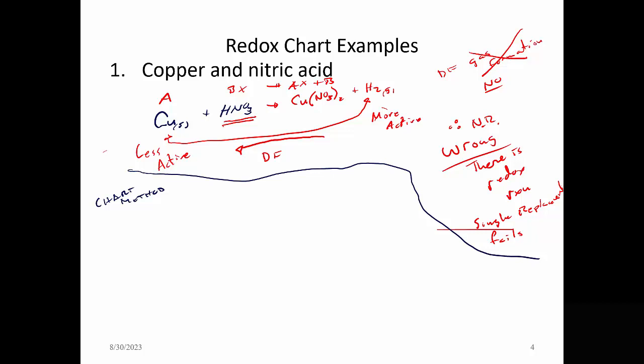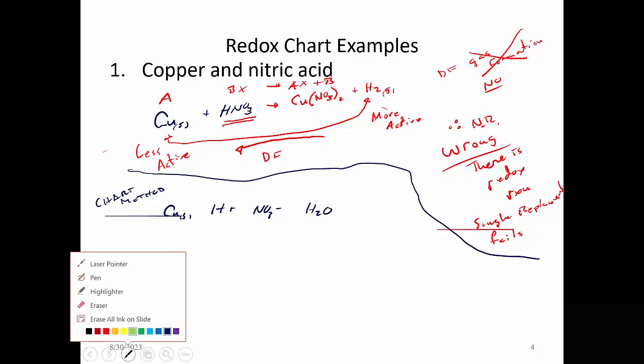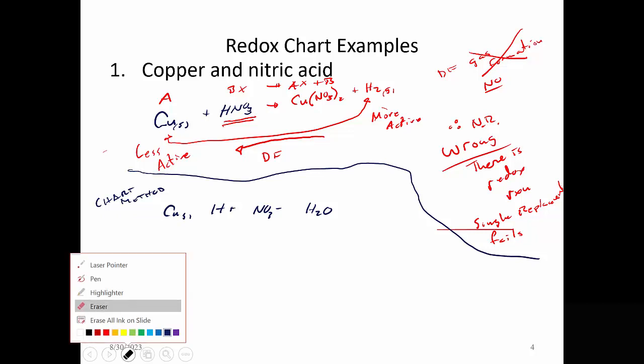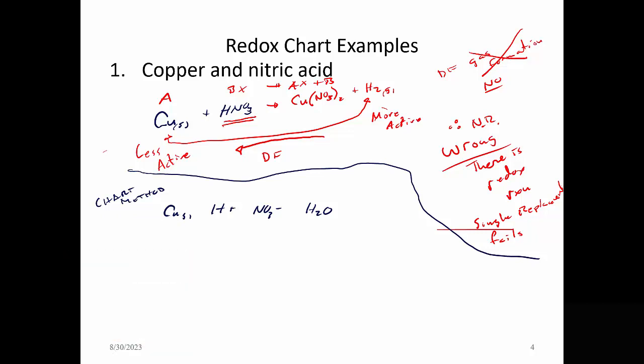So the chart method, we inventory. Copper is not a strong electrolyte, so that just stays alone. But nitric acid is, and so nitric acid is going to break apart into H plus and nitrate. And then we have one more species, and that's water. Water, surprisingly, can be oxidized, and it can oxidize other things. Water can participate in redox reactions as well. And so these are the species present.